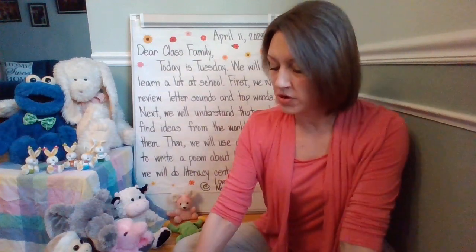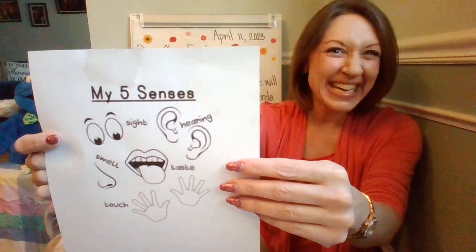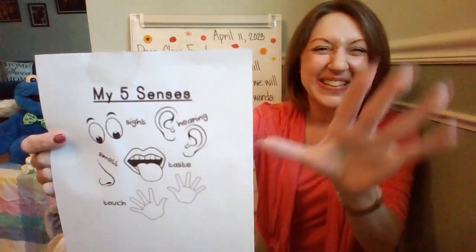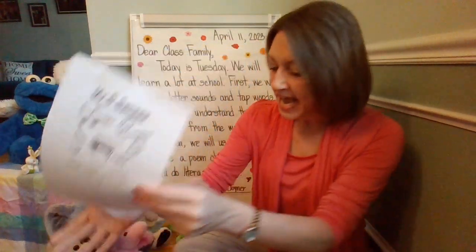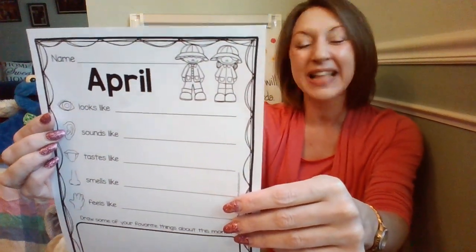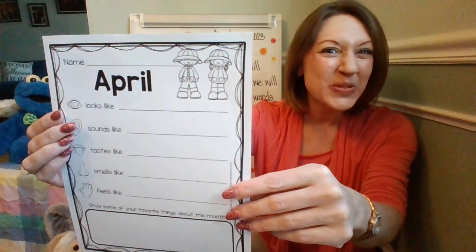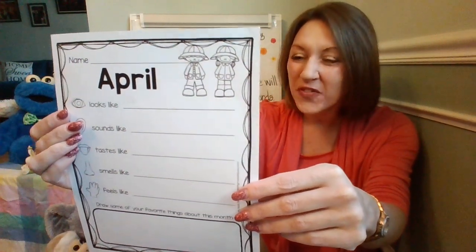Okay, so we're going to use our five senses. Remember, see, hear, smell, taste, touch. We're going to use our five senses. And you're going to be continuing and finishing your April poem using your five senses. April looks like, April sounds like, April tastes like, April smells like, April feels like.